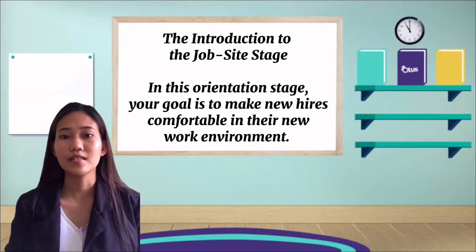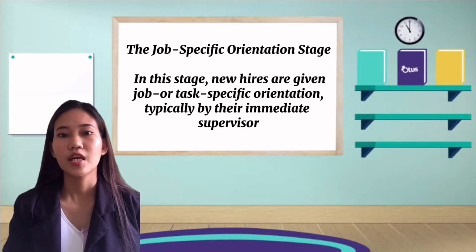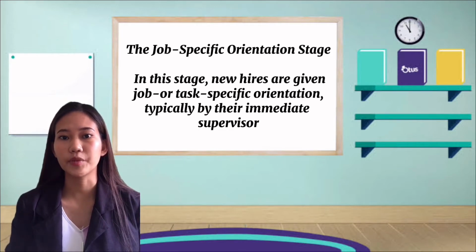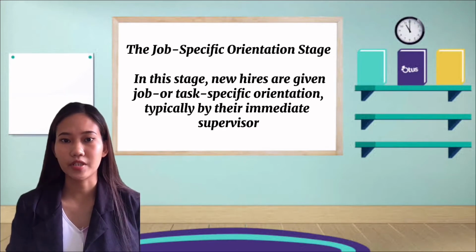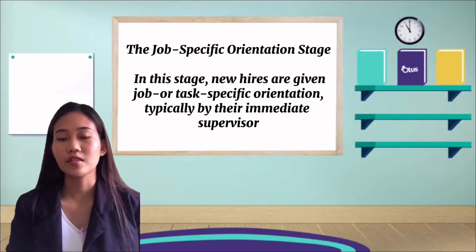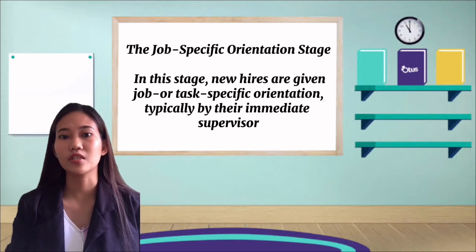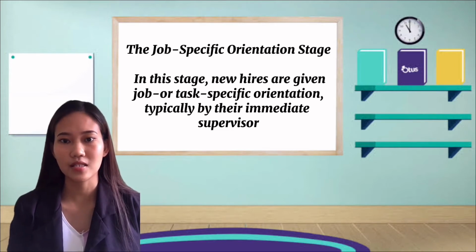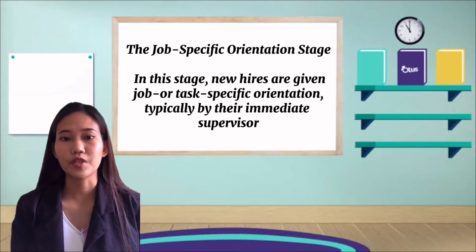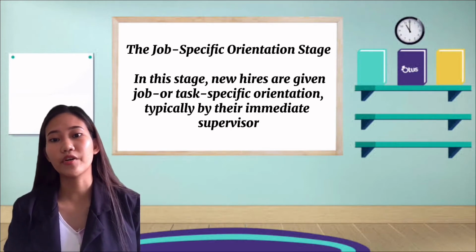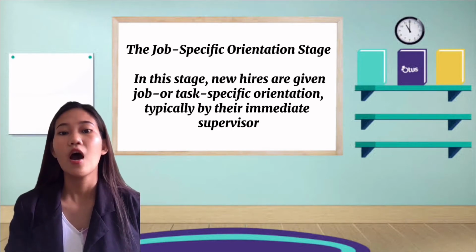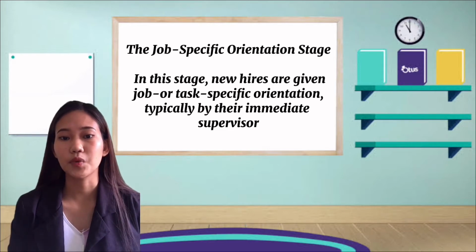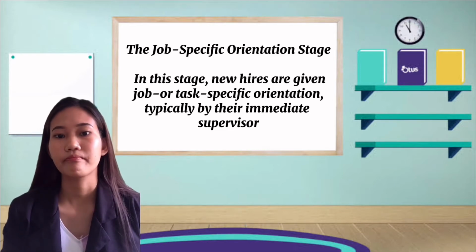The third one is the job-specific orientation stage. In this stage, new hires are given job or task-specific orientation, typically by their immediate supervisor. New employees learn details about their specific department or team, including information about breaks, absences, parking facilities, personal phone calls, email and internet policy, as well as the standards of performance for their work. The goal is to narrow the orientation to the actual task that the new employee will perform, with an understanding of the normal workday process that will ensure maximum efficiency.